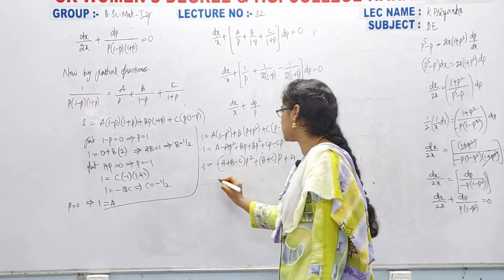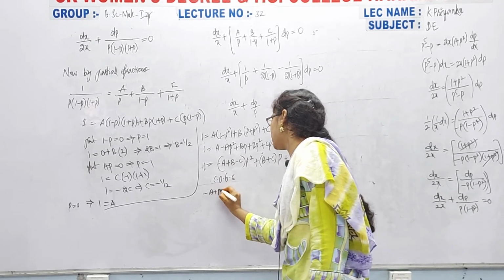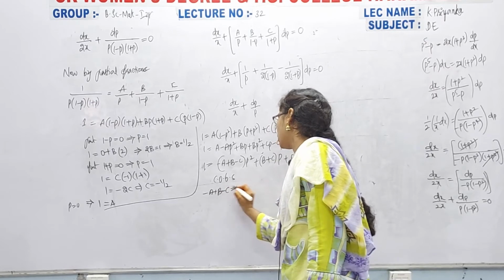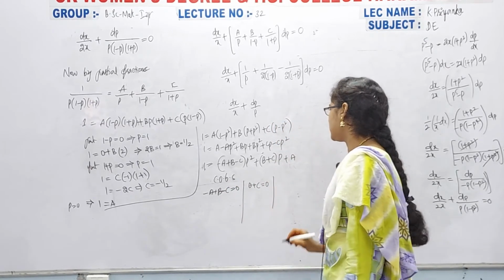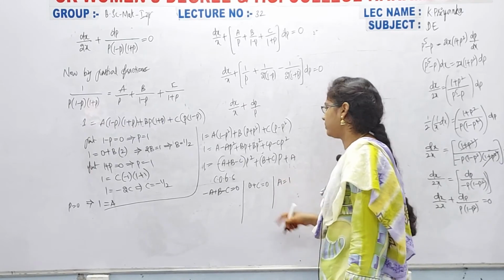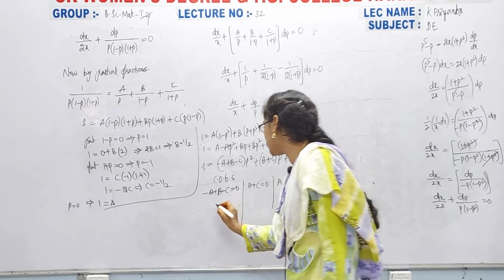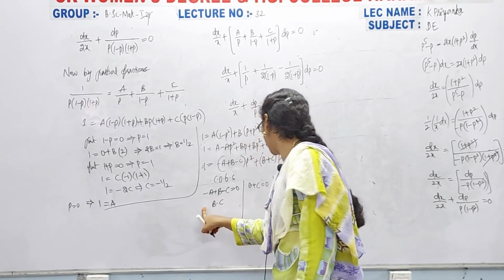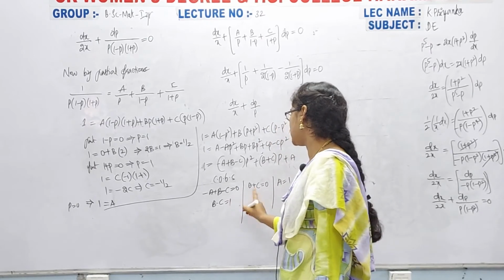Now comparing on both sides, we get that minus A plus B minus C is equal to 0, and B plus C is equal to 0, and the next, A is equal to 1, because here we have only a constant. So now A equal to 1 means B minus C, here it is minus 1. If it goes to this side, then it is 1. B minus C and B plus C.